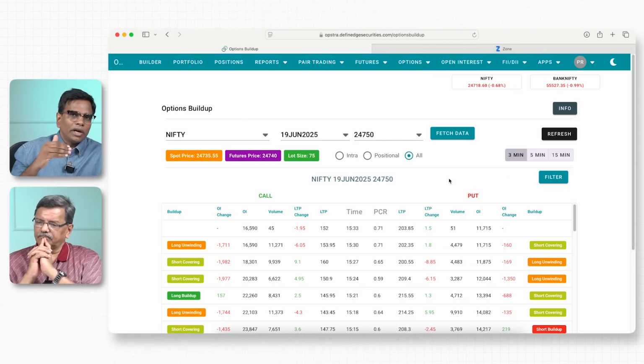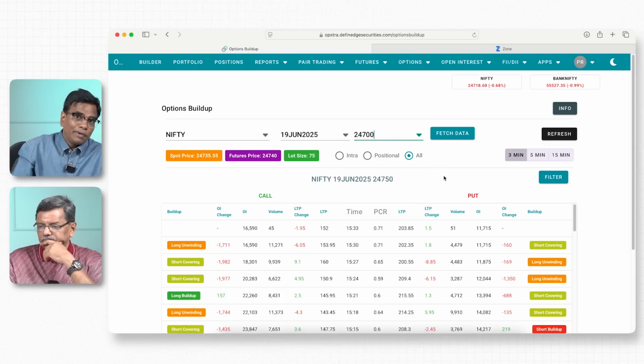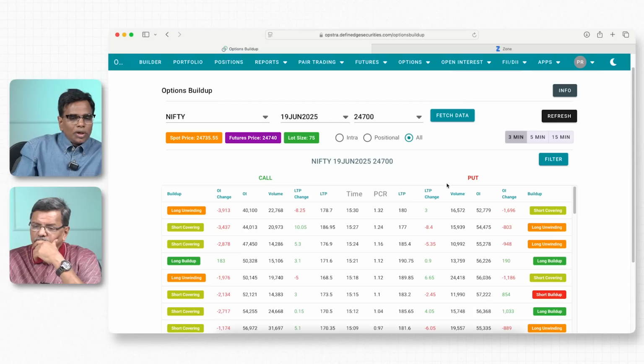It looks at what has happened for any given strike throughout the day. For example, today, what has happened to 24,750? Maybe not that, maybe we look at 24,700. So we fetch the data, and it shows what has happened each and every minute. Was it short covering at that point of time? Was there a long build-up, short build-up, or long unwinding?